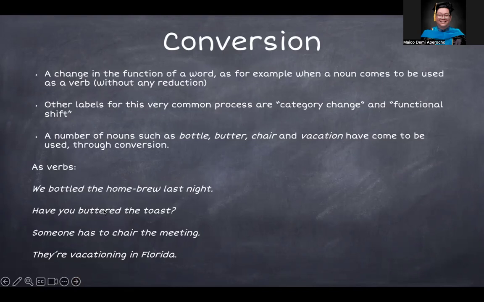Have you buttered the toast? Butter is a noun, but here we are using it as a verb. Someone has to chair the meeting. So chair here originally is a noun, but here it's used as a verb. They're vacationing in Florida. It's also the same when we say I have been Facebooking all day. So from the noun Facebook, it's used as a verb. The same goes with Google. So they have been Googling the topic for hours now. So from noun, it's used as a verb in that case. That is the process of conversion.